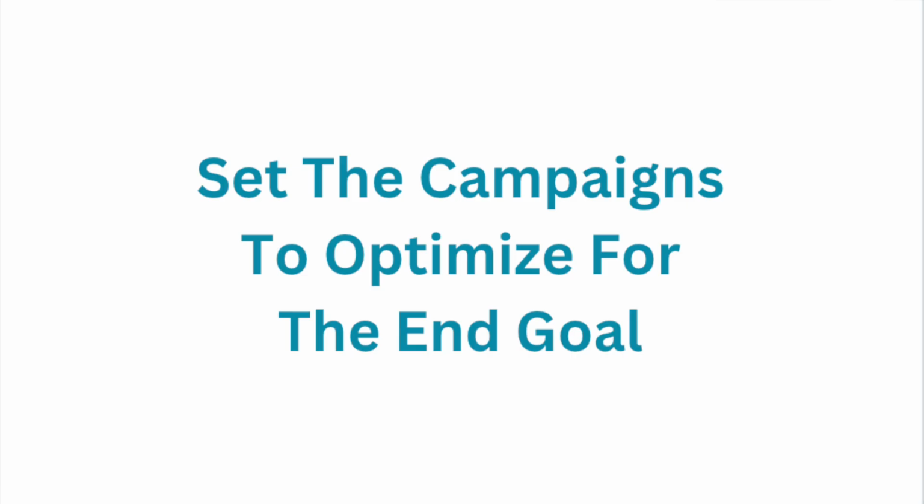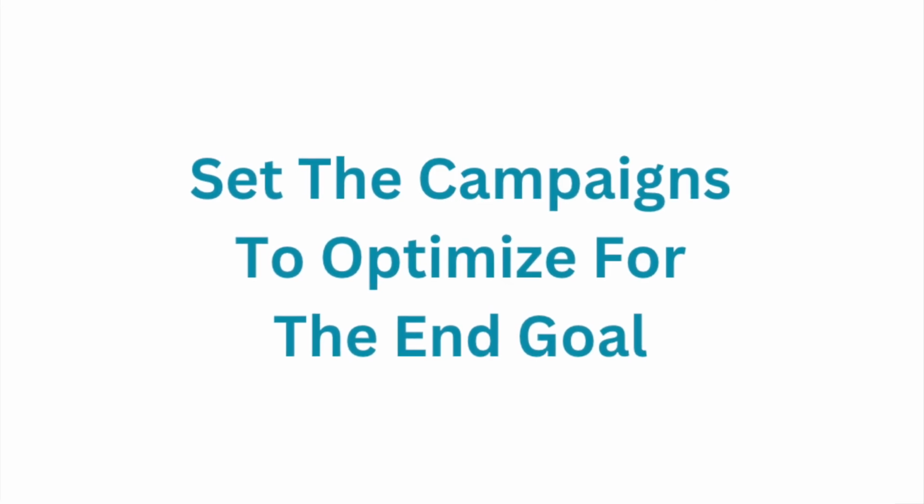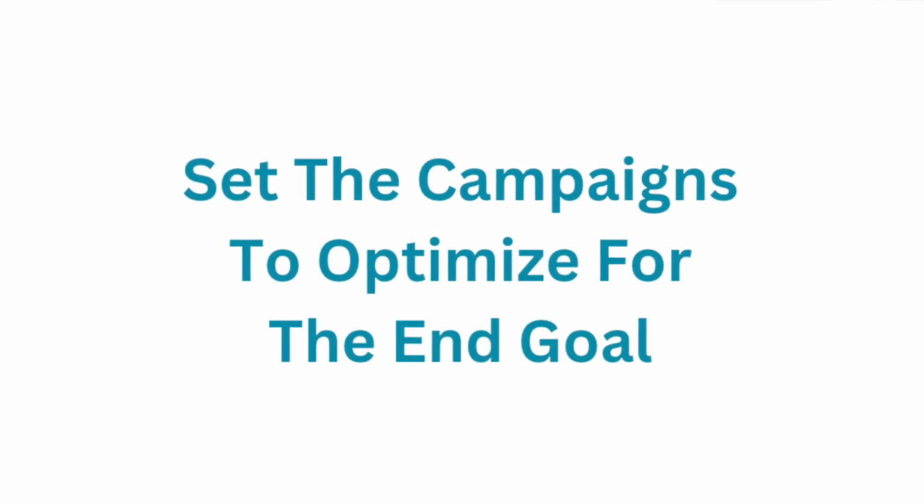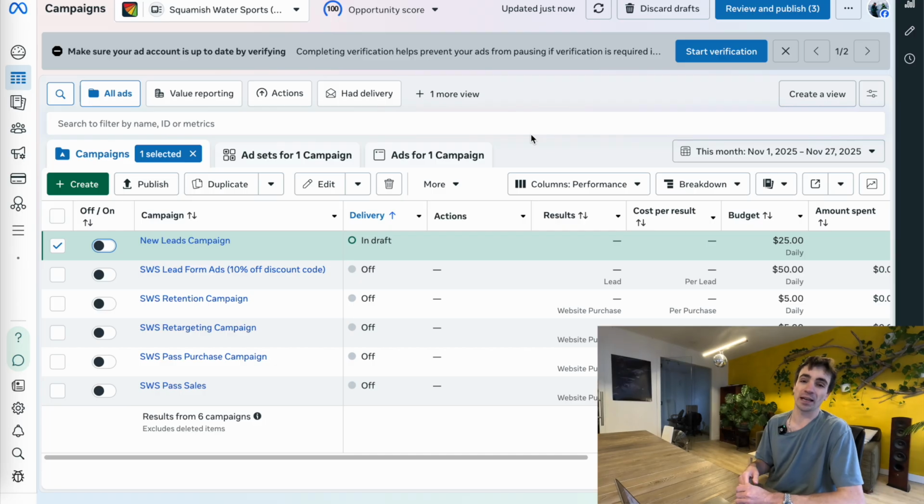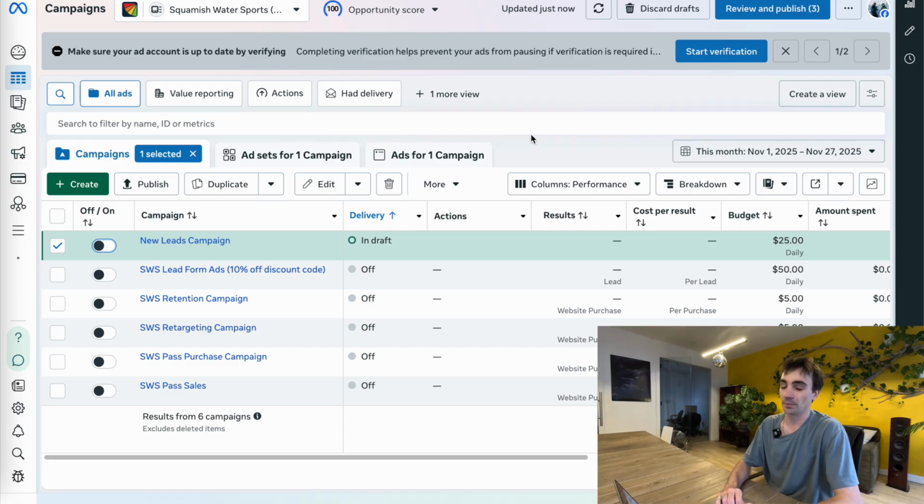The second tip I have to share today is to always make sure that your campaigns are optimizing for the end goal. So if you're doing lead generation, this means that your campaigns should be optimizing for leads. If you're doing e-com or purchases, this means that your campaigns should be optimizing for a purchase, kind of like what I have in this account right here.